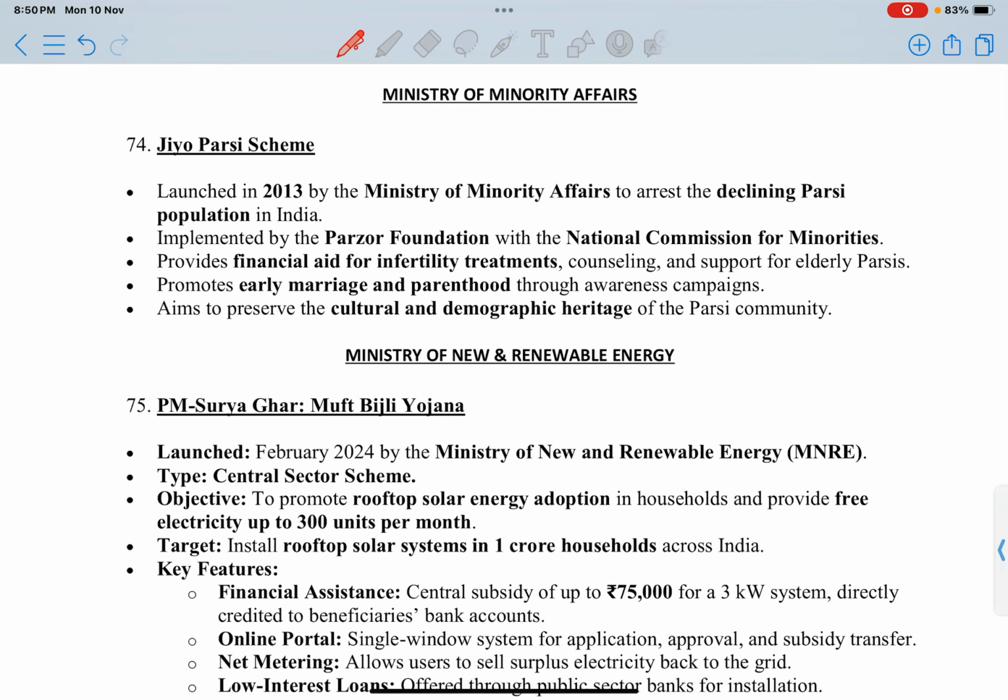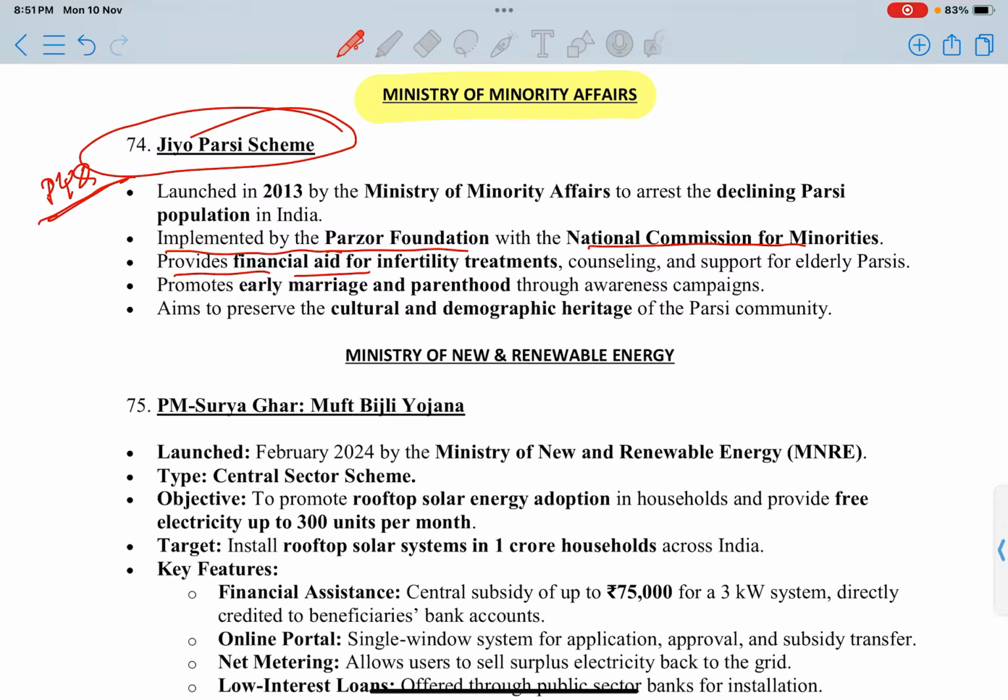The next is Ministry of Minority Affairs. Under this ministry, first we are going to discuss the Jiyo Parsi scheme. Already it is a PYQ question. What is this? It is a scheme implemented by the Parzor Foundation with the National Commission for Minorities. It provides financial aid for infertility treatments, counseling, and support of elderly Parsis.